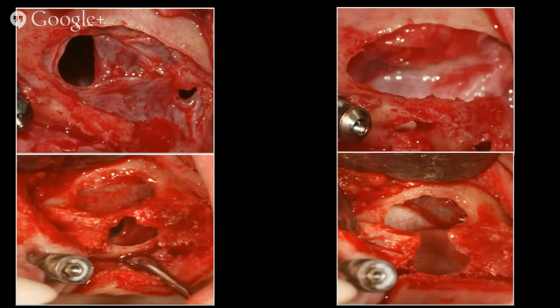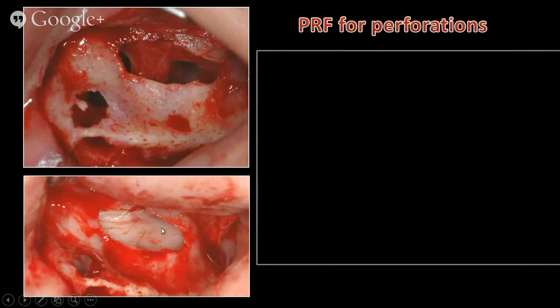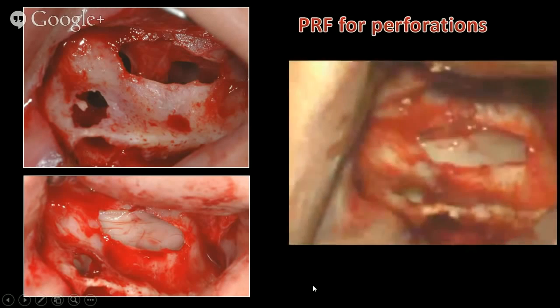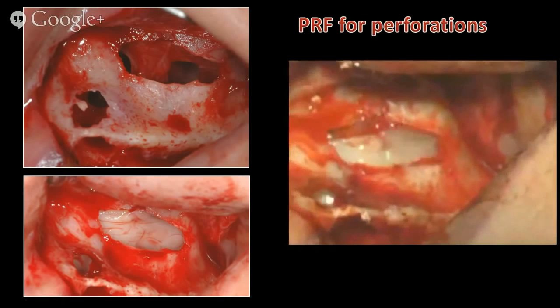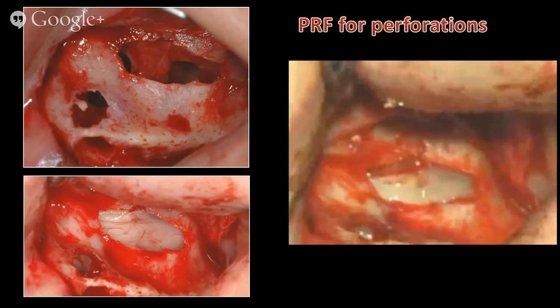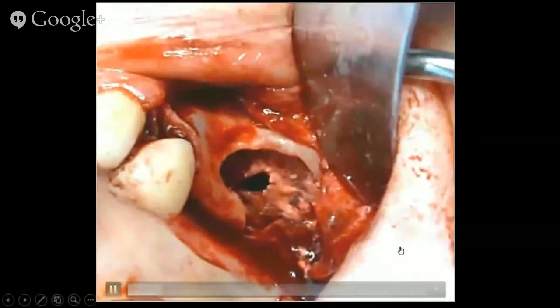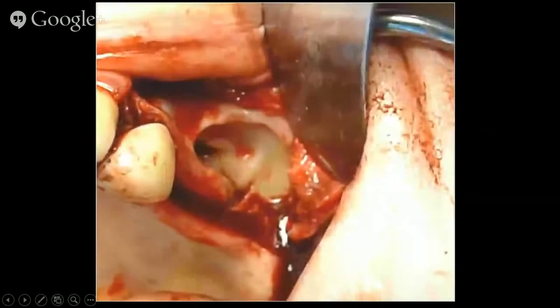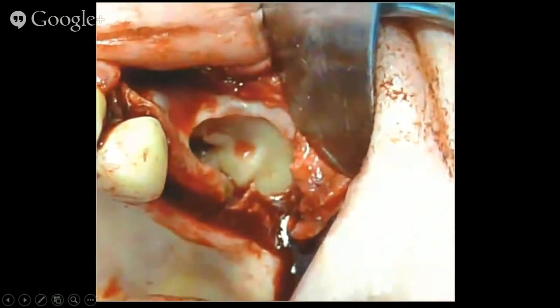We can also use the PRF to repair some tears in the Schneiderian membrane. We use fibrin, and then the fibrin sticks immediately to the Schneiderian. When we have perforation, we will apply PRF, and then we will get immediately the breathing. And we can continue the procedure and make the bone filling of the sinus. Immediately when we place the fibrin, we get a breathing of the sinus membrane, and then we can fill the sinus with the biomaterials.